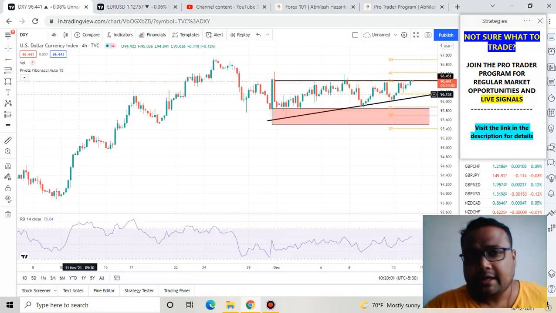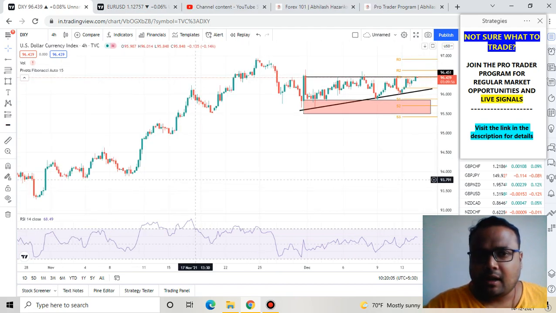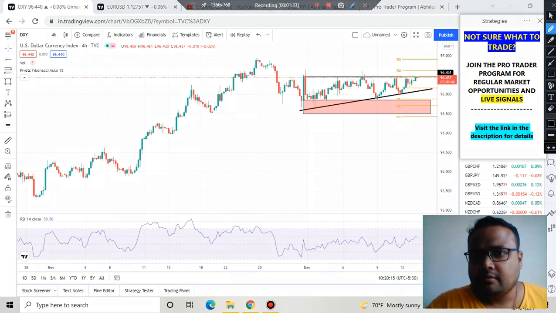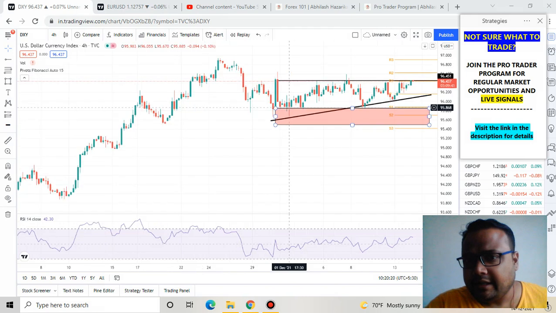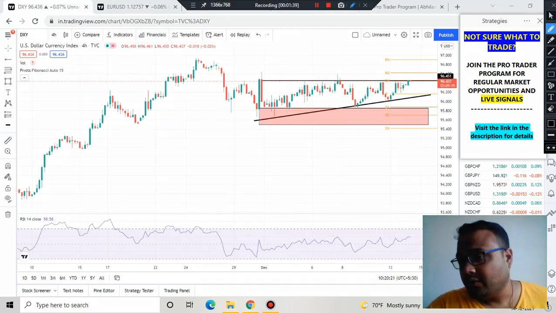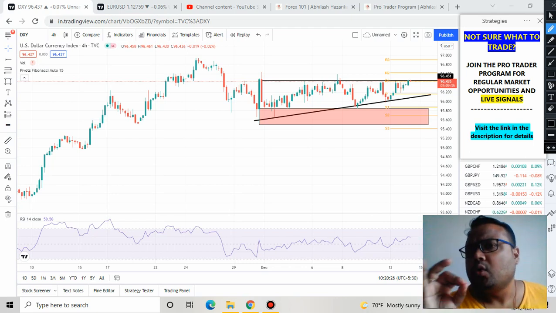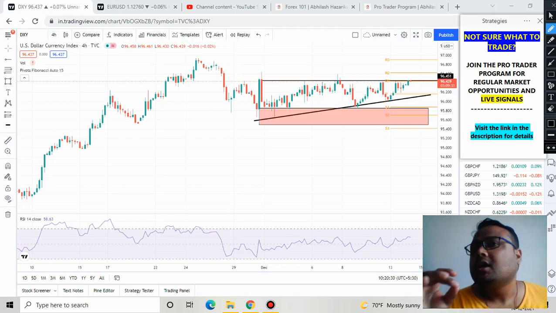This is the 4-hour chart of DXY, and if you look at the overall trend of the market, then there is no doubt that DXY, the US dollar, is in a strong uptrend right now. But for the last couple of days, DXY was sideways. This was a sideways market, and right now DXY is standing at the resistance here. But the most important thing we need to focus on is that though DXY is standing at the resistance, it is not coming down.